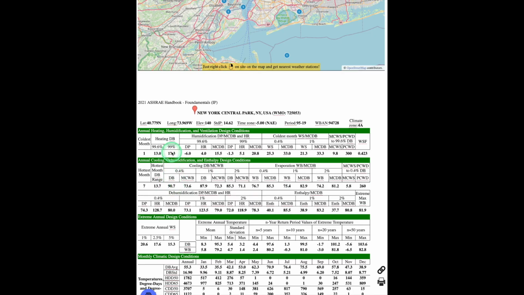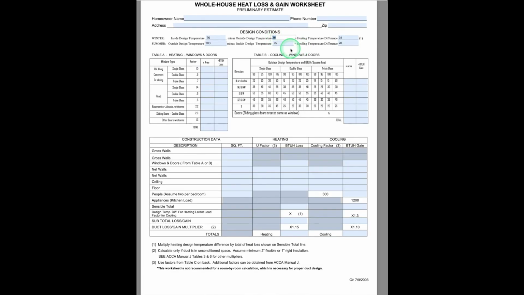Wow, that's crazy. That's not too bad, actually. So let's insert these numbers and see what that heating and cooling temperature difference looks like. So we have 17 and 90.7. So 17 degrees for the winter. And for summer, we saw 90 degrees. Okay, so let's work these numbers again. So 70 degrees minus 17 degrees is 53. So we'll enter 53 right here. So our heating temperature difference for the winter is going to be 53 degrees.